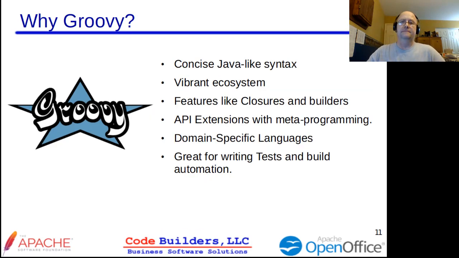So why Groovy? It has an easy to learn Java syntax. There's a large ecosystem around it, and you can use all of the available Java libraries. It has modern language features like closures and builders. There are API extensions using metaprogramming. I'm going to show an example of that in the Groovy UNO extension. It enables creating domain-specific languages like what is used by the Gradle build tool. And I have an example of a Swing builder later on. And it's great for writing unit tests and build automation.